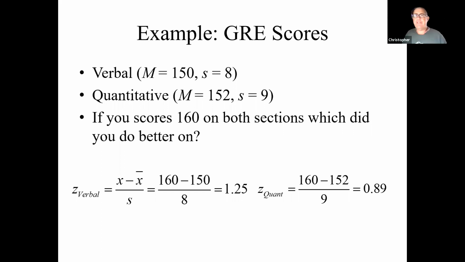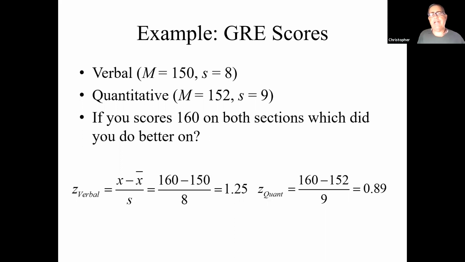Let's take an example of the GRE. The GRE, or the Graduate Record Exam, is, or was until very recently when some schools started to drop it, very much like the SAT for graduate school. It's kind of one of the baseline pieces. It's got sections on verbal and quantitative.